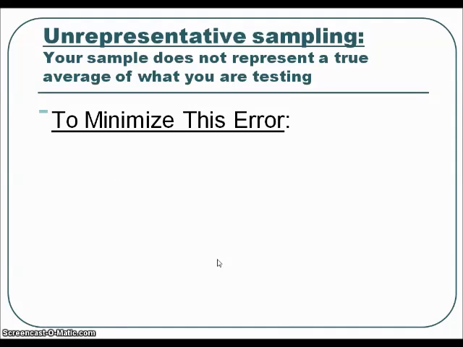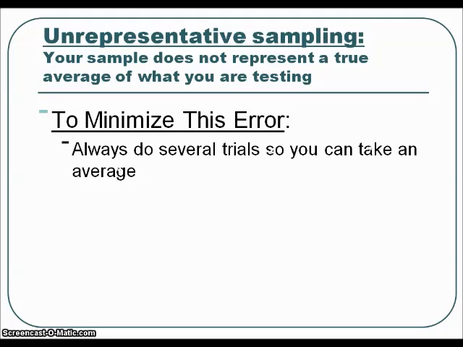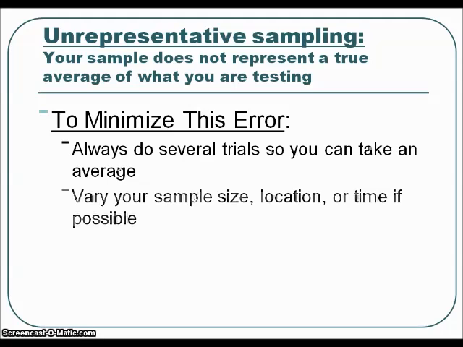So when you are taking your samples, there are some things you can do to minimize this unrepresentative sampling issue. One thing, we always do many trials. Our idea is we want to get the best average. So if we do a bunch of trials, hopefully we'll get a good answer there. When you are taking your samples, you don't always necessarily want to do the same thing. You want to vary it up a little bit.